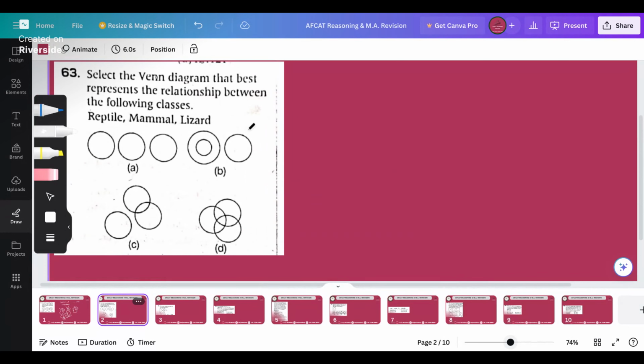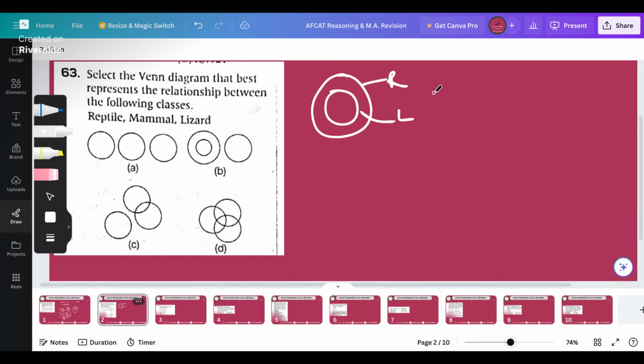This is the question: reptile, mammal, and lizard. It's a Venn diagram question. So, reptile, mammal, and lizard. Lizard is basically a reptile. So in the entire reptile circle of the Venn diagram, you will have the lizard. And mammal is a completely different entity.